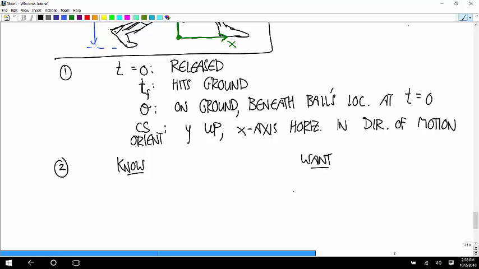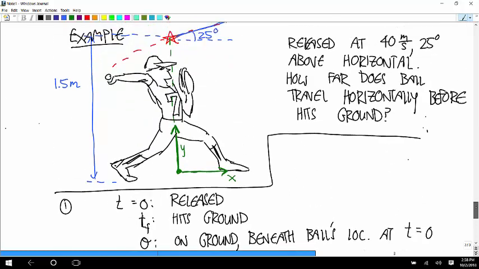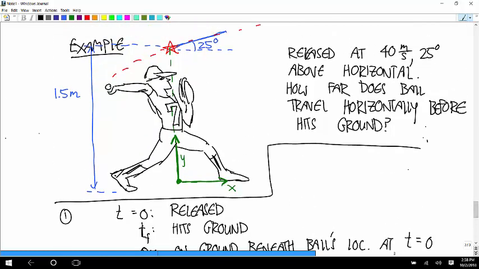Do we know anything about the acceleration? Yes. What's the x component? 0. What's the y component? Yep, negative 9.81. Do we know anything about the initial position? Yeah, so remember the initial position vector is the coordinates of the ball at time equals 0. So we're looking for the coordinates of this red star. What's the x component? What's the x coordinate? So 1.5 would be the y component. X would be 0.